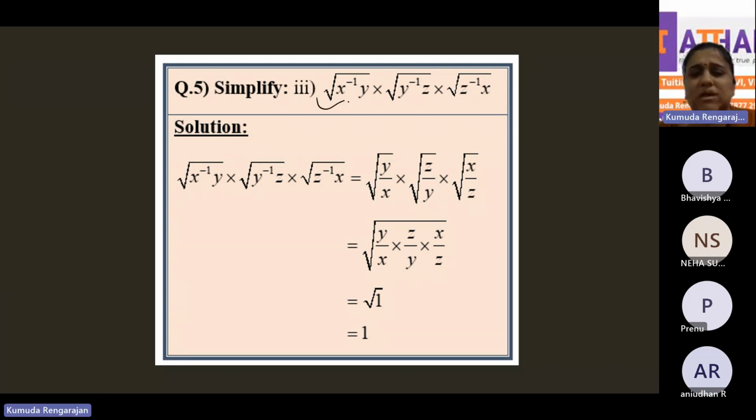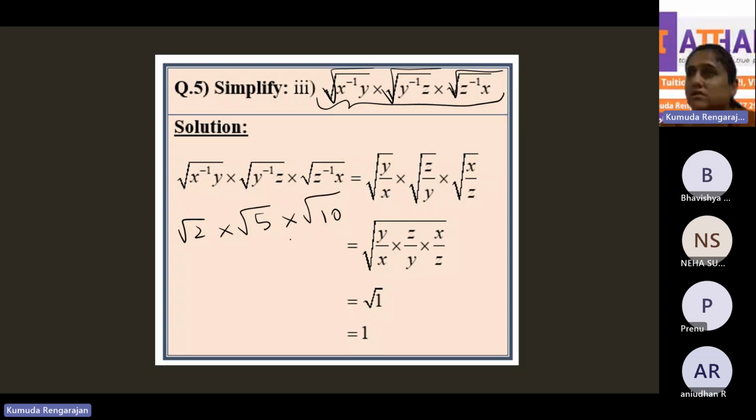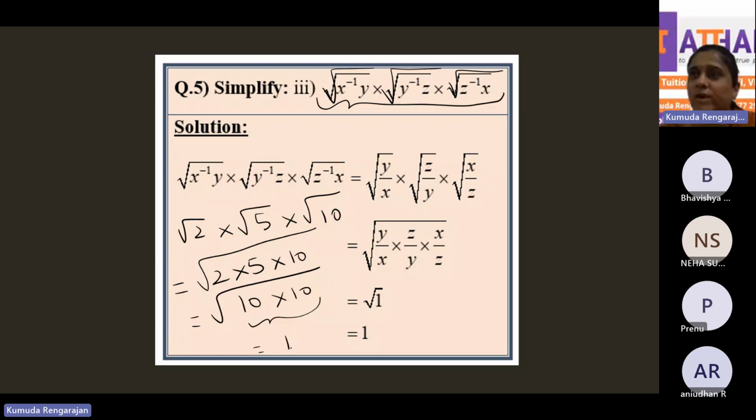So it's a product, and everything is under the square root. All right. So like, if you have root 2 into root 5 into root 10, you can simplify this as root of 2 into 5 into 10. This becomes easier. So now this is nothing but root of 10 into 10. So from 2 tens, 1 ten comes out of the square root. So the value is 10.